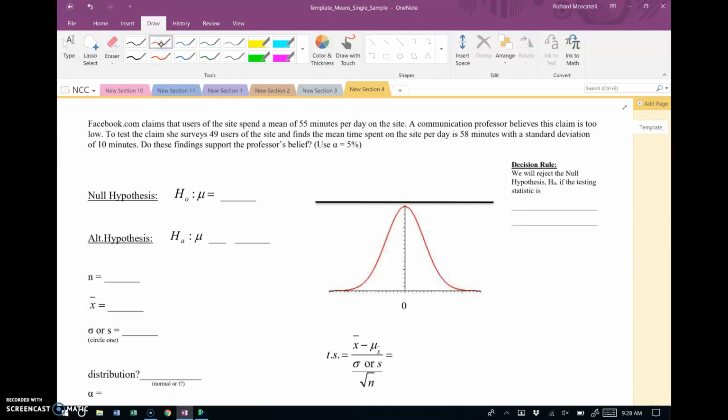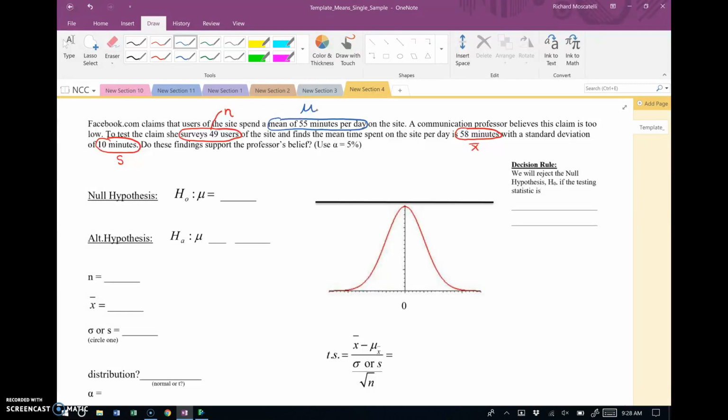Well, these 49 users right here, obviously that's our sample size, and those 49 people created the mean. So that's an X bar, as well as a standard deviation. That standard deviation of 10 minutes is a sample standard deviation. And remember, when we're given the sample standard deviation, we use the t-distribution. Then you say, well, what about this mean up here, the mean of 55 minutes per day? Well, that's the mean for the population. That's what Facebook's claiming. All right, so let's start filling out our template.